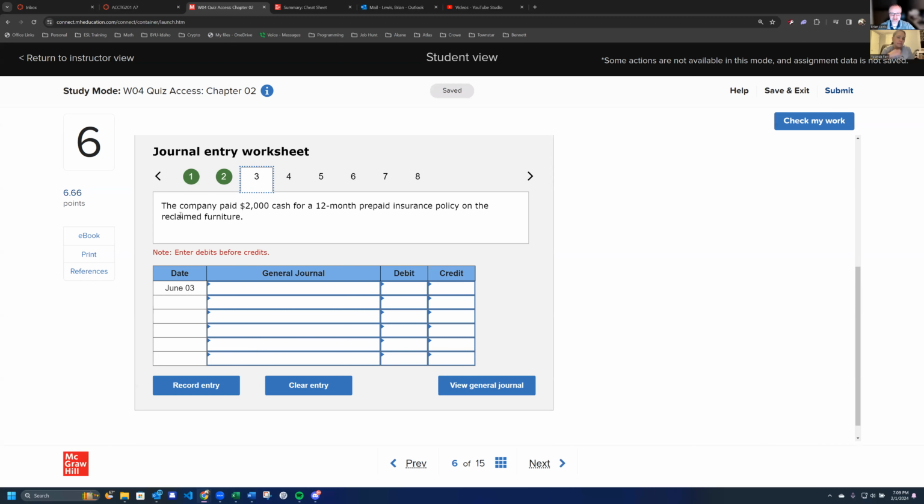The third one, right? The company paid $2,000 in cash for a 12-month prepaid insurance policy on the reclaimed furniture. That's not the same furniture that they just paid 18,000 for, right? I think we can assume it is. It might not be, who knows, but it's not going to change the numbers.